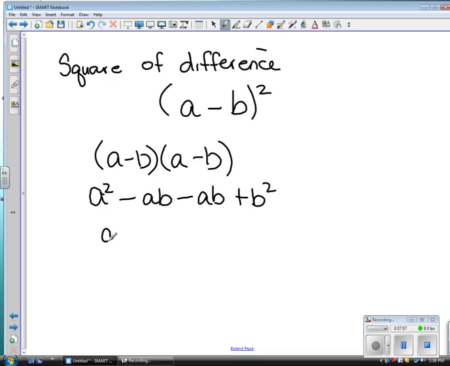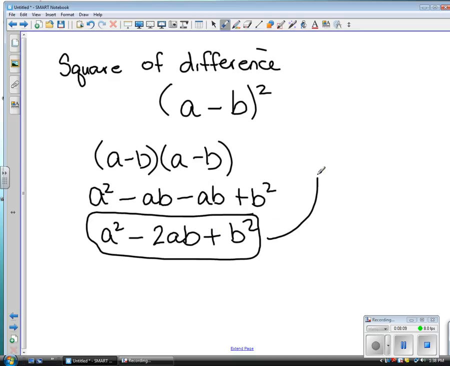So when I add these, I get a squared minus 2ab plus b squared. That is my formula for the square of a difference. So the only difference between the square of a sum and the square of a difference is, before the second term in your answer, if it's the sum, it's going to be an add. If it's a difference, it's going to be subtract. Yes?